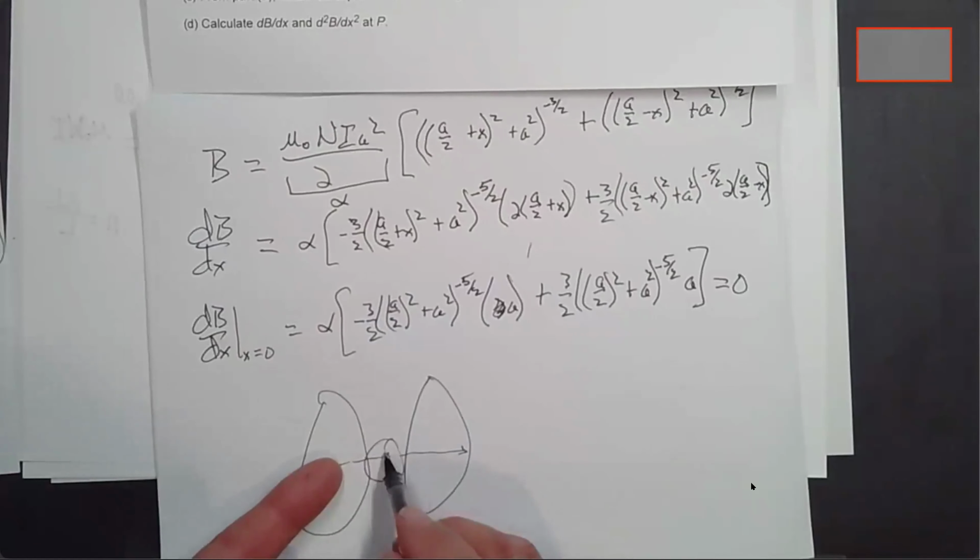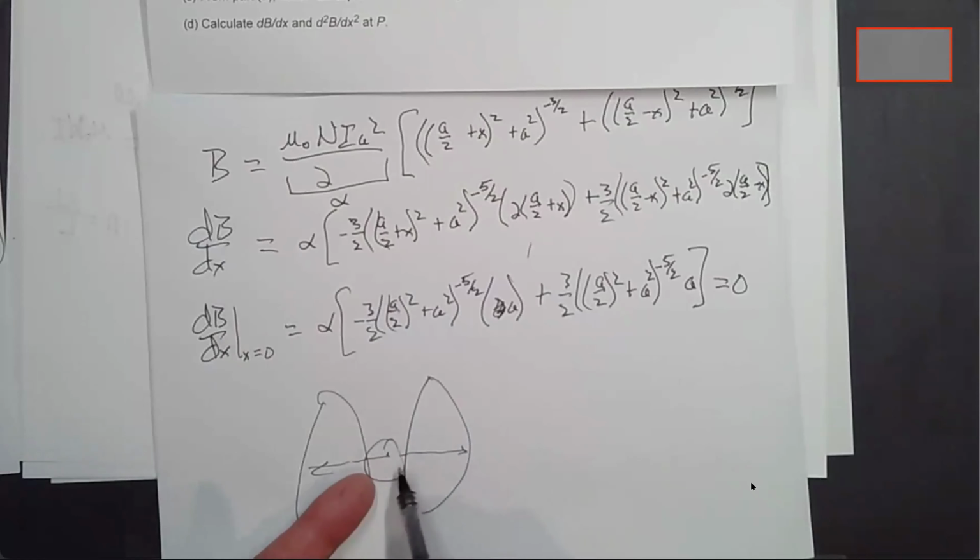And so right in here between those, you've got a pretty stable magnetic field either side of the center. And we were able to see that on the graph as well.